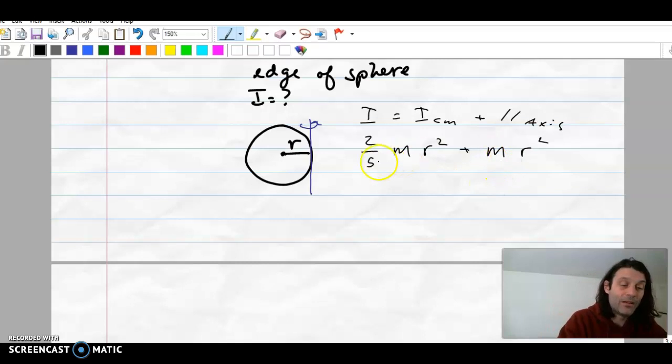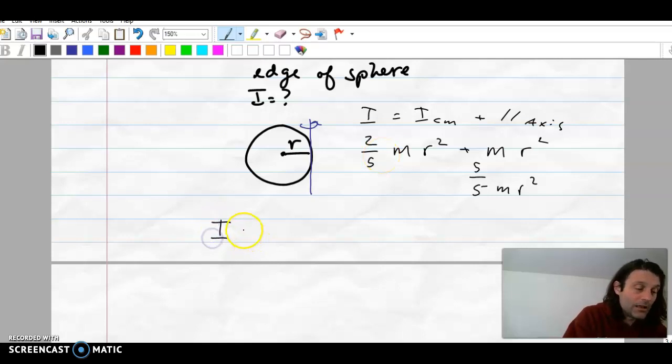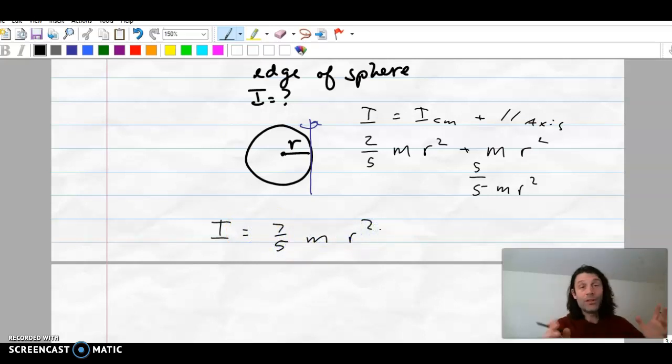So I will add those together. I'm going to put a fraction in front of this to make it have something in common with 2/5. If you call this 5/5 mr squared and add 2/5 to 5/5, you end up getting the I being 7/5 mr squared. So that's using the parallel axis theorem.